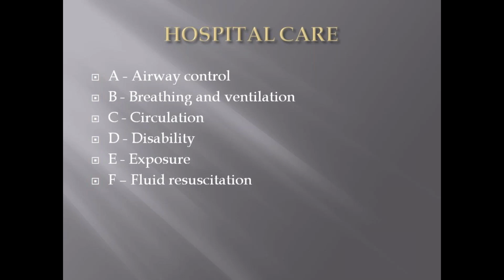So A is the airway control. First, most important is the airway control. Second is breathing and ventilation. Third is circulation. D is disability. E is exposure. F is fluid resuscitation. We have to remember not only in case of burns but also in trauma, the primary survey includes A, B, C, D, E, F. Secondary survey is specific.